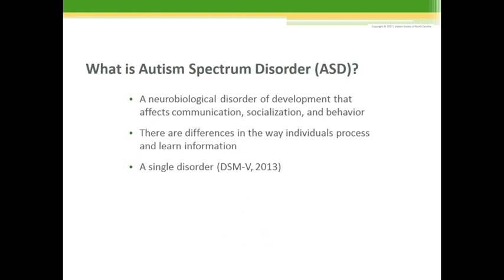Autism spectrum disorder refers to a group of developmental disabilities that are typically associated with challenges of varying severity in the areas of social interaction, communication, and behavior regulation. We also know that among individuals with autism, there are some significant differences in the way that some process and learn information. Autism spectrum disorder, under the Diagnostic and Statistical Manual of Mental Disorders, DSM-5 version, is now a single disorder.